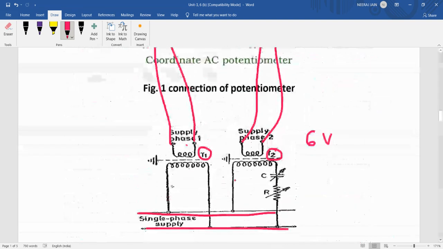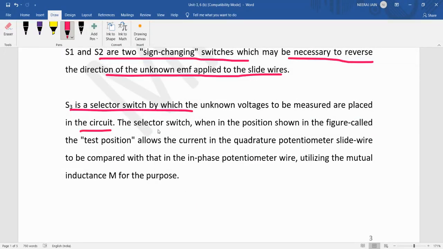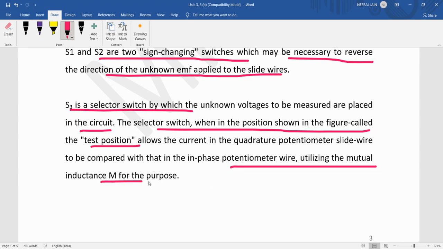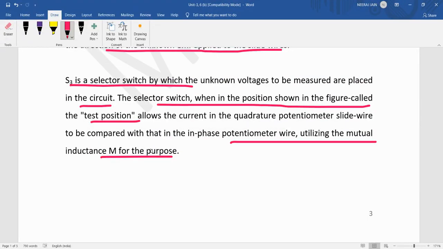Through S3 we put the unknown voltage that we are measuring into the circuit. And the selector switch, when in the position shown in the figure, is called the test position. The current in the quadrature potentiometer slide wire is to be compared with that in the in-phase potentiometer wire, utilizing the mutual inductance M for the purpose. So the current in the quadrature potentiometer slide wire is compared with the current of the in-phase potentiometer wire when it is in the test position.